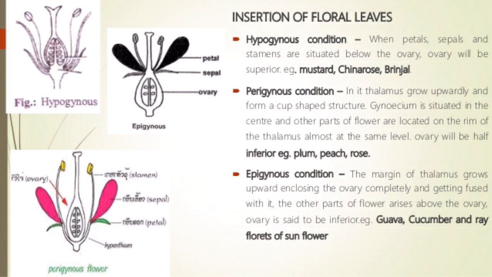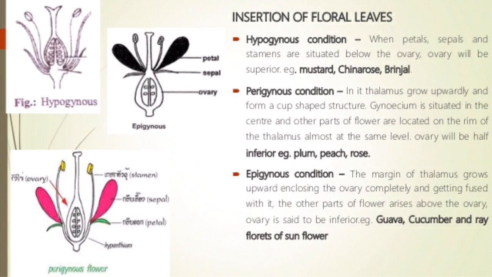Perigynous: peri means around, gynous means ovary. In it, the thalamus grows upwardly and forms a cup-shaped structure. Gynoecium is situated in the center and the other parts of the flower are located on the rim of the thalamus, almost at the same level. The ovary will be half superior, half inferior. Example is plum, peach, rose.